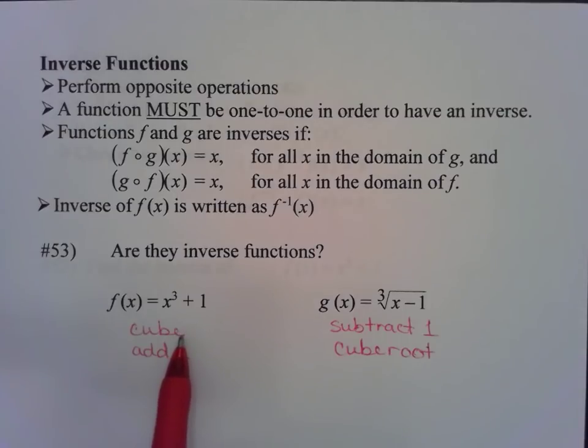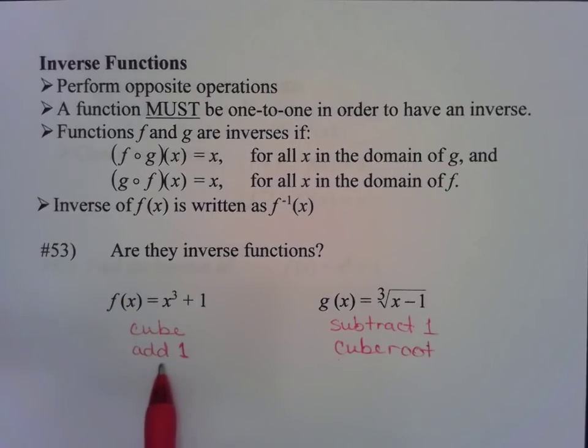The function f cubes, the function g cube roots. The function f adds 1, the function g subtracts 1. So not only do I have opposite operations, but I also have those operations in the opposite order.